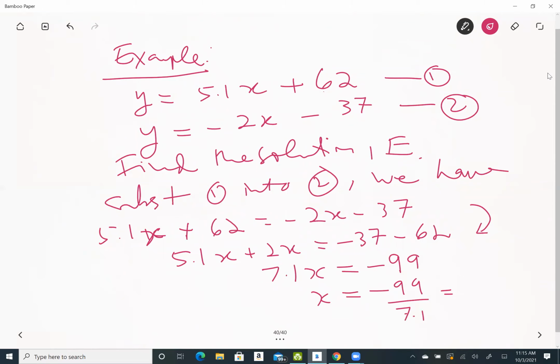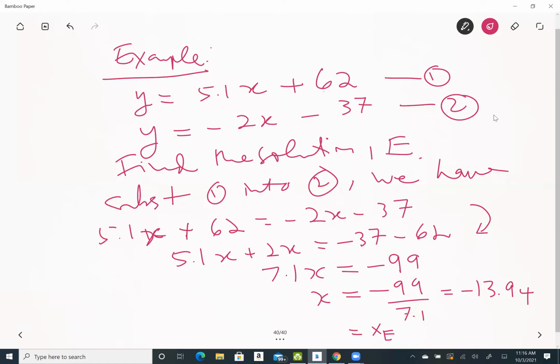What is that? Negative 13.94. Good. So that is XE, we can call it XE, the equilibrium point solution. So what you do next is that we substitute again, x equal to negative 13.94, into either 1 or 2. You can put either 1 or 2 and get the same thing. So some people do in 1, some people substitute in 2.